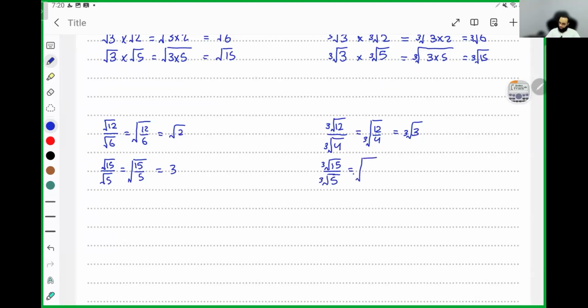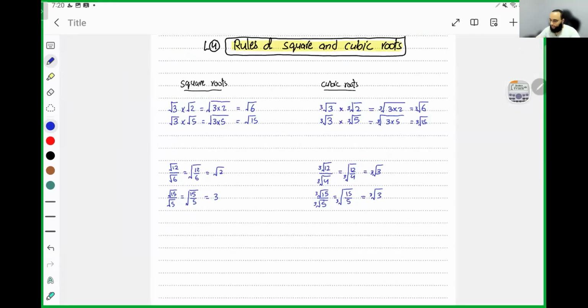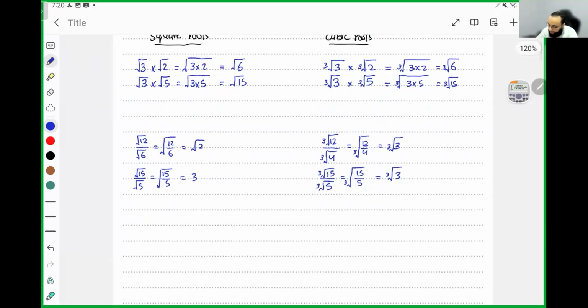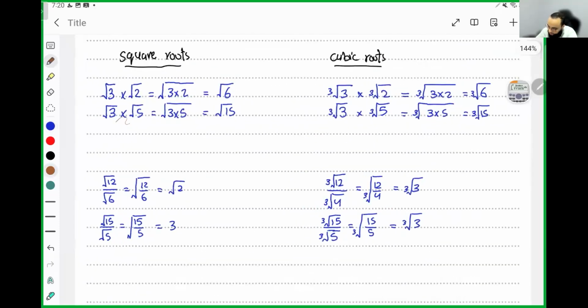Only one cubic root, inside it 15 over 5, which is 3. Any problem? No. So if we have something like that, this comes from here. If we have root 5 times root 5, it's gonna be what? It's gonna be only one root, and 5 times 5, which is 25, then it's root 25. Root 25 equals what? Equals 5.